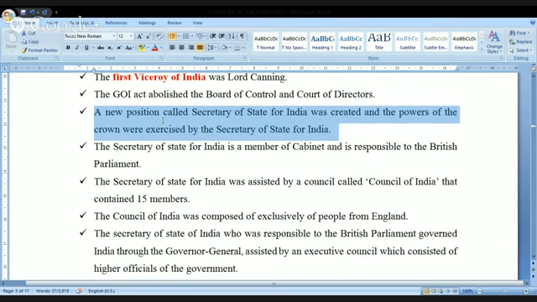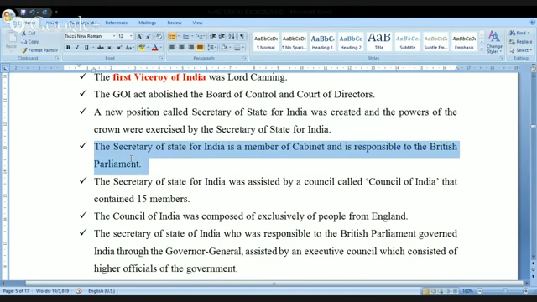Hope you are getting it. Meaning, apart from the Governor General of India, the so-called Viceroy of India, you also have another position called Secretary of State for India, who will be exercising the powers of the British Crown, and who is directly answerable to the British Parliament. Look at this next point. The Secretary of State for India is a member of the cabinet. Cabinet means what? A group of ministers. Yesterday I was telling you. Whoever is appointed Secretary of State was a member of the British cabinet, and he was responsible to the British Parliament.